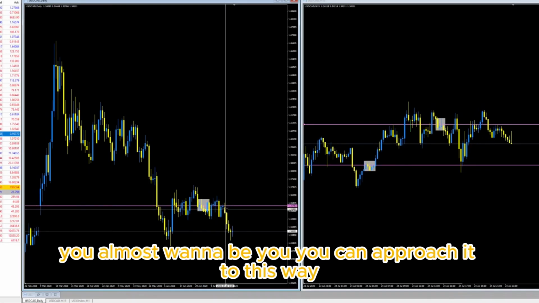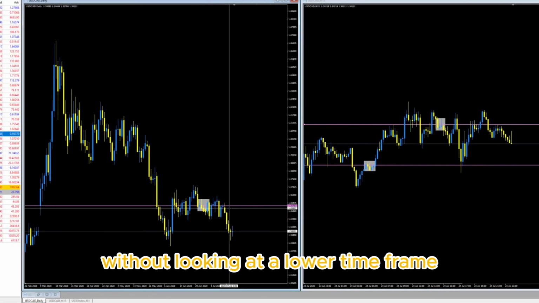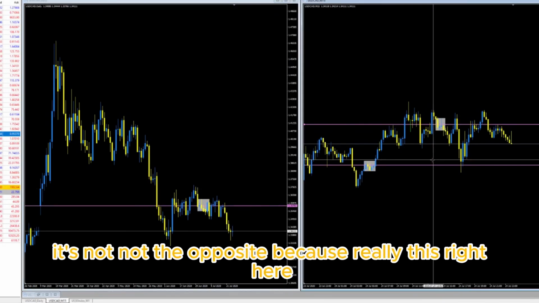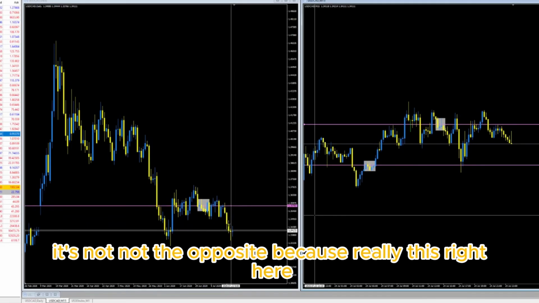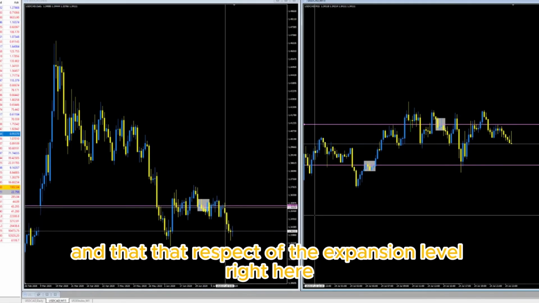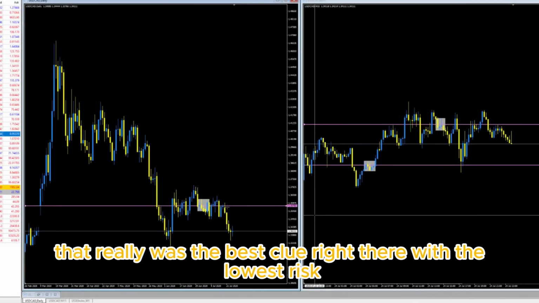You can approach it this way: when you almost just want to jump in on your higher time frame without looking at a lower time frame, that's the time to start looking at the lower time frame. It's not the opposite. Because really this right here was the driving move of the trade. And that respect of the expansion level right here, the market maker average price, really was the best clue right there with the lowest risk.